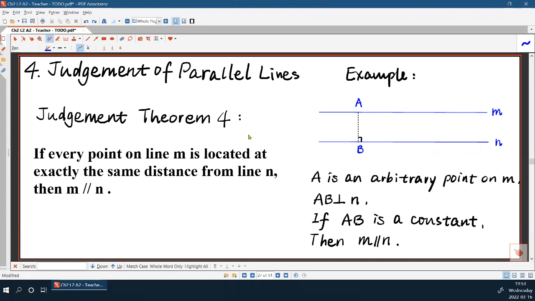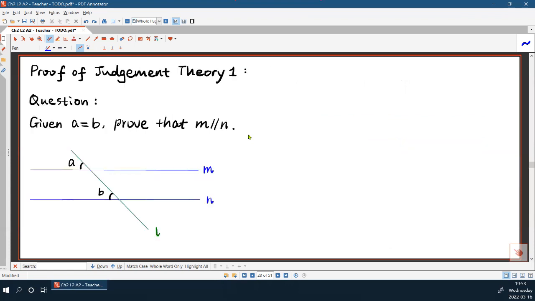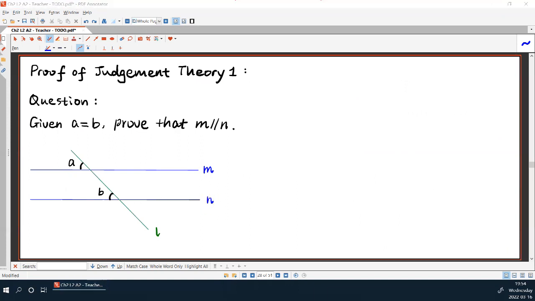And again, as we said, all of these judgment theorems have been proved by people. So let's have a look at how we can prove each of them. Usually the first theorem is the most difficult to prove, so let's have a look at the first one. Proof of the Judgment Theorem 1. The question can be stated as: given angles A and B here, if we are given A equals B, prove that line M is parallel to N. So how can we do this?